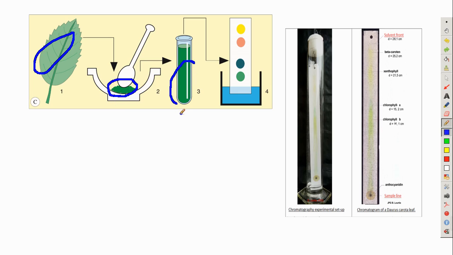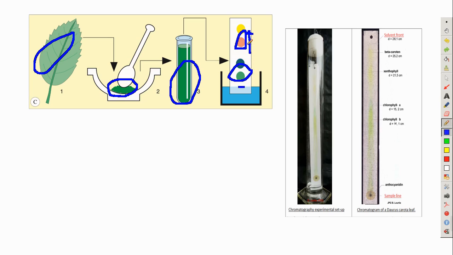So this is the filtered extract, which will then be placed at the bottom of our filter paper, and when the solvent goes up, this will separate the different pigments, so chlorophylls, carotenoids and xanthophylls. Very similar to electrophoresis, because the denser, heavier molecules will stay at the bottom, whereas the lighter, less dense molecules will go towards the top.